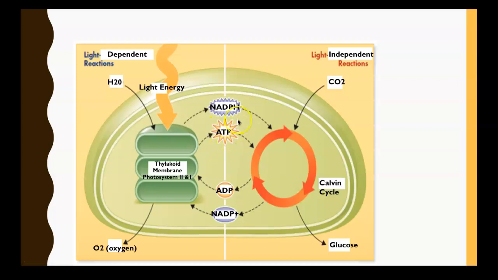And they're going to carry those high-energy electrons to the Calvin cycle, and combine them with carbon dioxide to produce glucose, which is the chemical stored energy source for plants that they need in order to function properly. Okay, so that is the process of the light-dependent reaction.